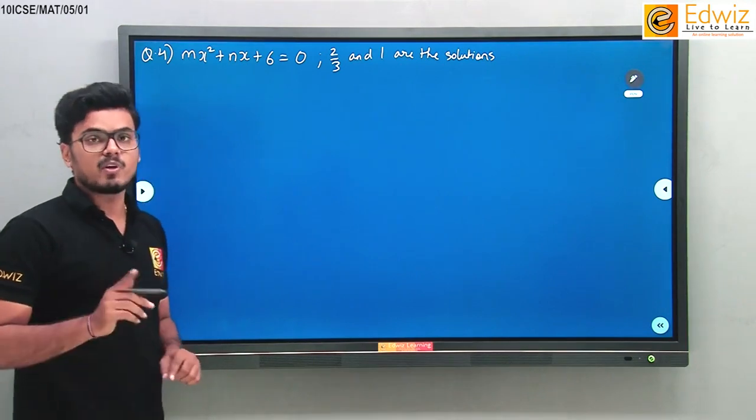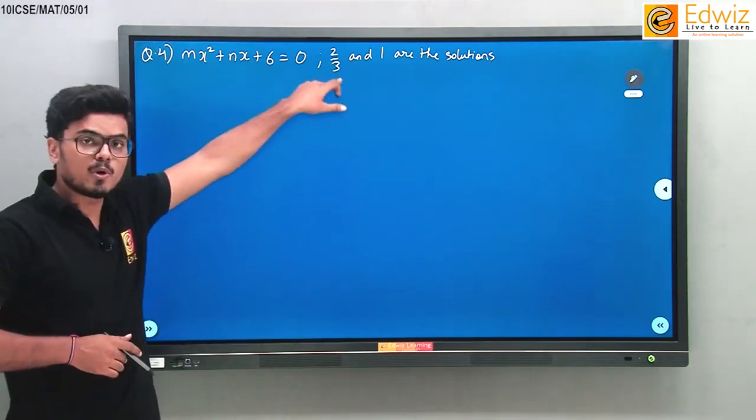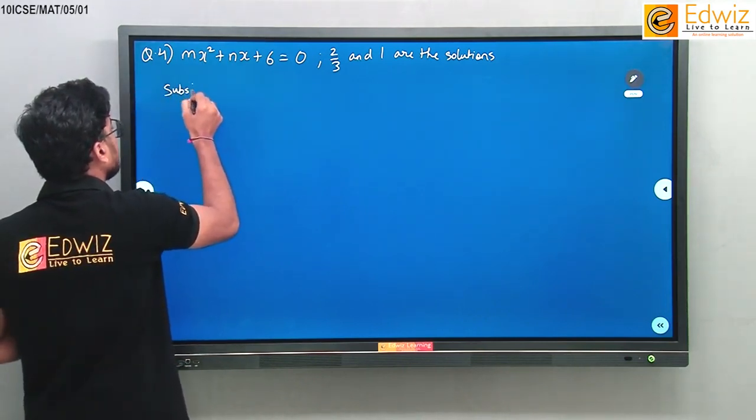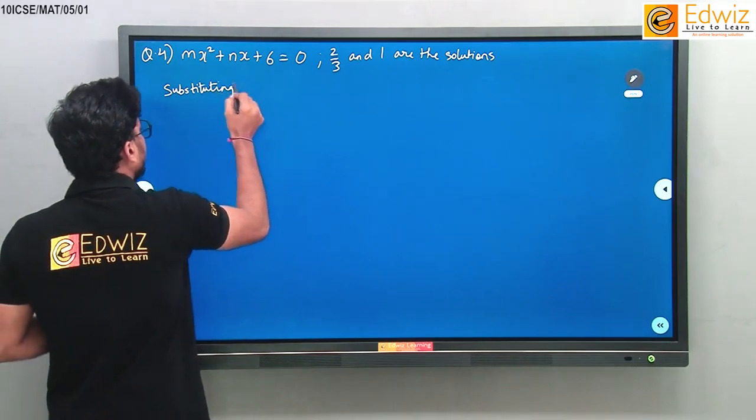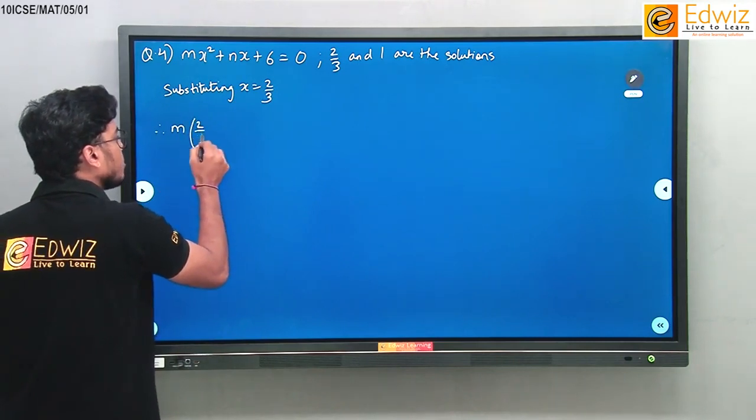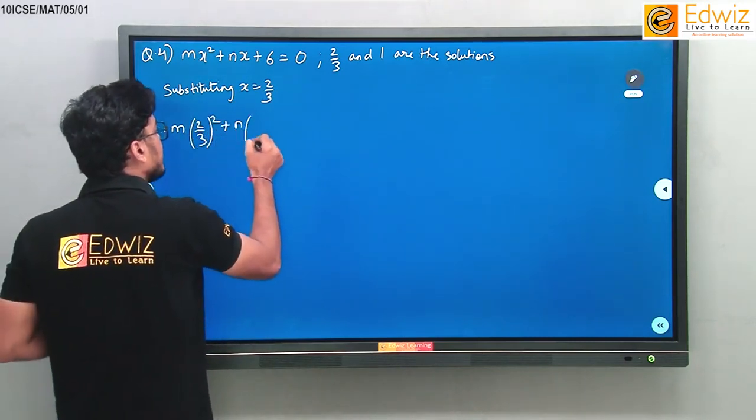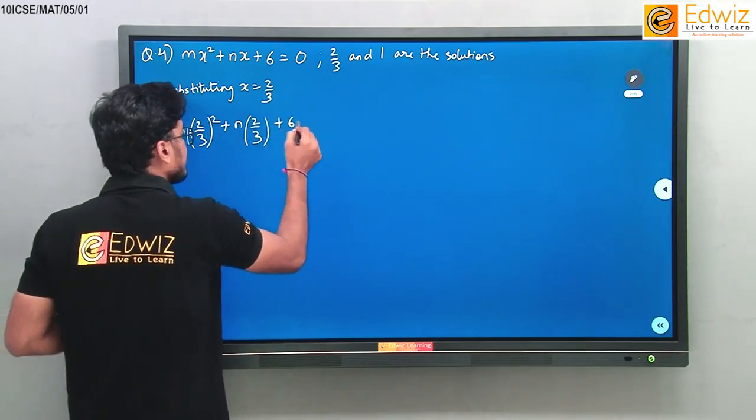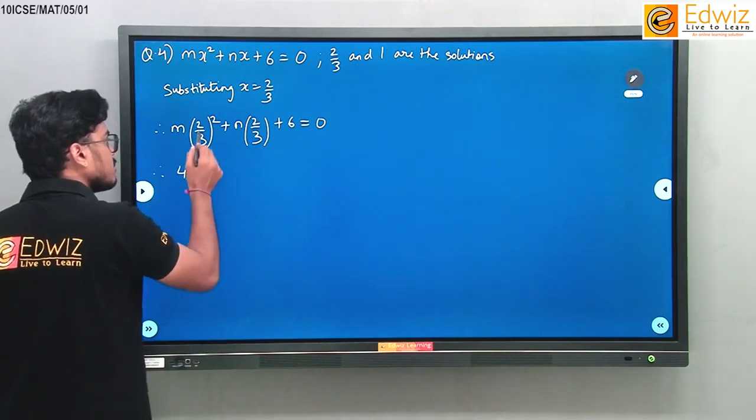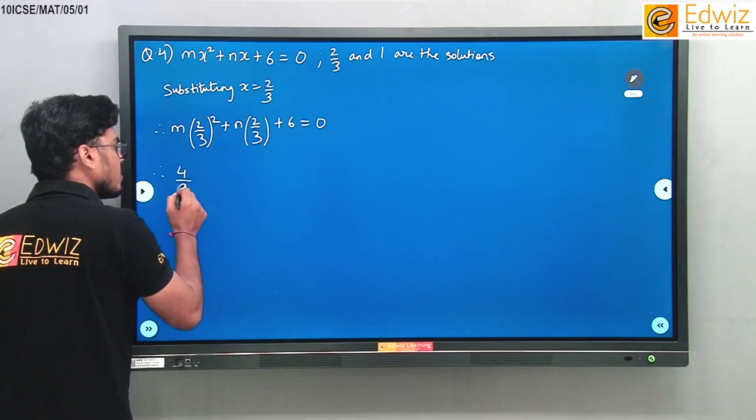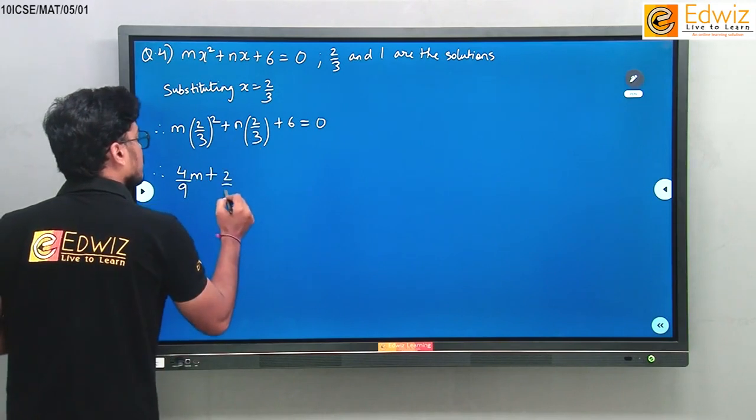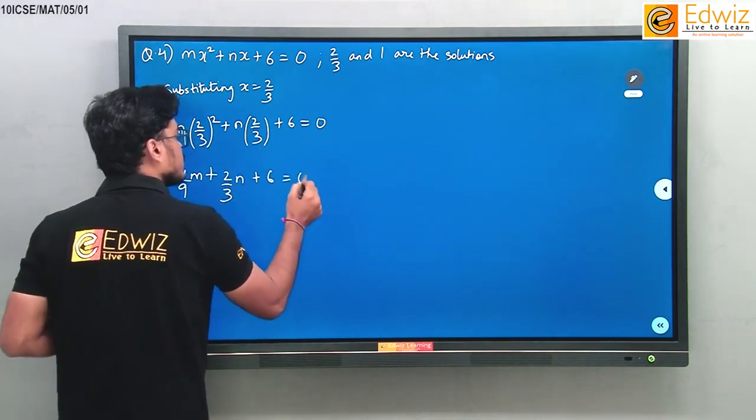Now to solve this equation, what we will do is, first we will substitute 2 upon 3 in this equation. Okay, let us see what we get. Substituting x equal to 2 upon 3. So the equation will become m multiplied by (2 upon 3) square plus n multiplied by 2 upon 3 plus 6 equal to 0. Correct? Now 4 upon 9. 2 square is 4, 3 square is 9. So 4 upon 9 m, okay, plus 2 upon 3 n plus 6 equal to 0.